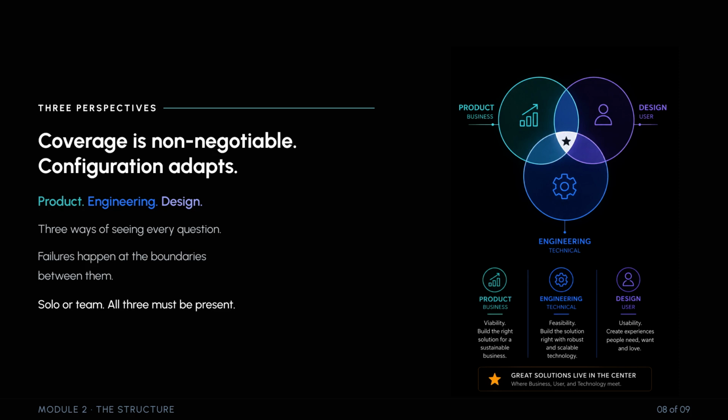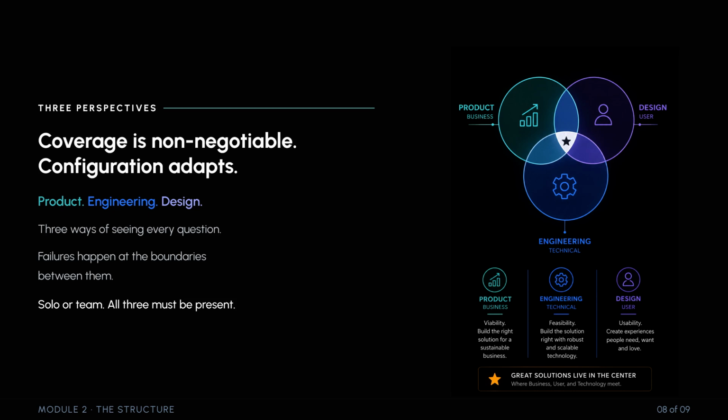But who is doing the work at each stage, and whether all 3 ways of seeing are present, that is a different question. That is the coverage question. The 3 perspectives are product, design, and engineering, 3 genuinely different ways of seeing the same discovery question. Coverage means all 3 are present. Coverage is non-negotiable for a specific reason. Discovery failures frequently happen at the boundaries between perspectives, the blind spots where one way of seeing assumed another was watching and none of them was.